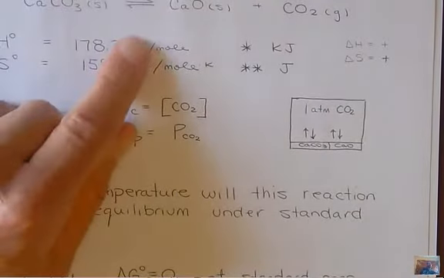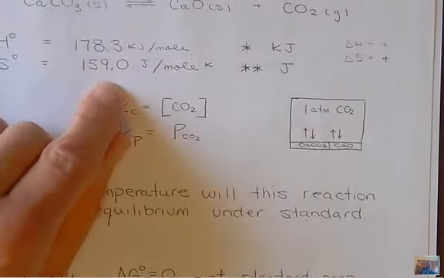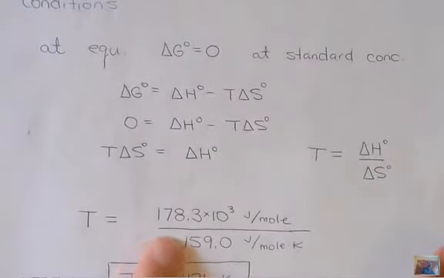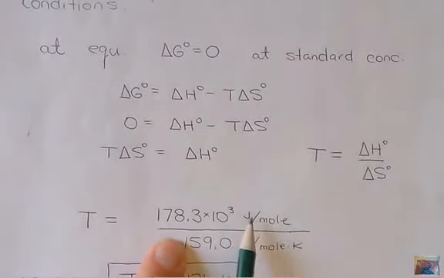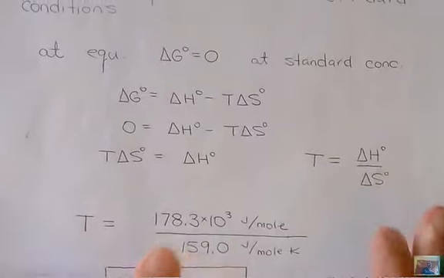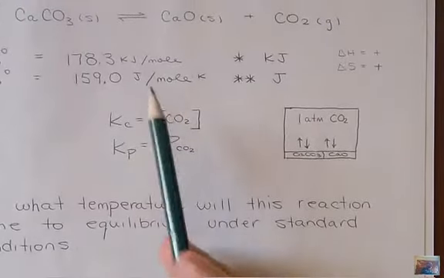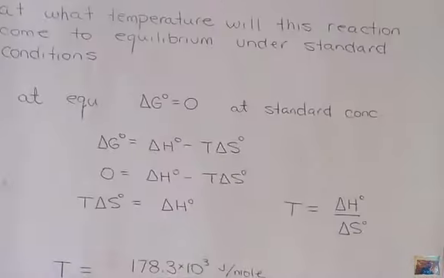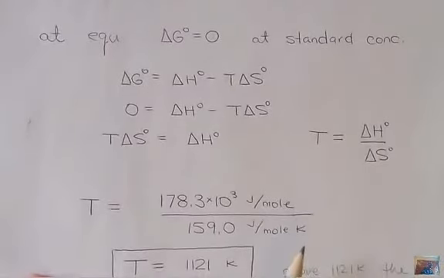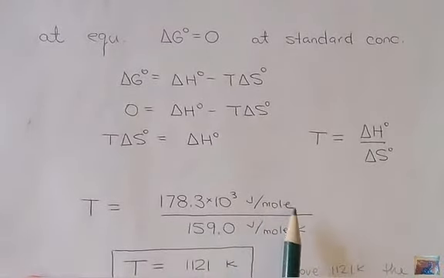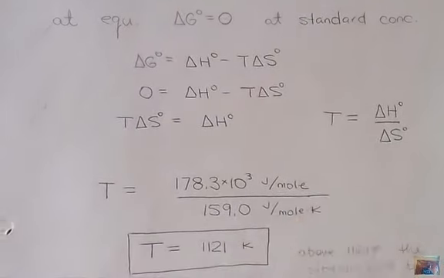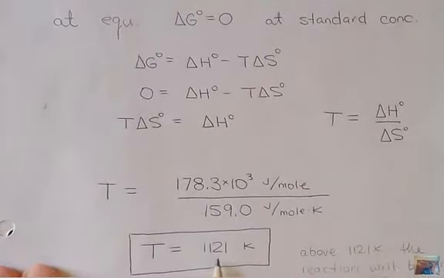So to do that, I should change the top one to joules or the bottom one to kilojoules. Doesn't matter. See what I did? I changed the top one to joules. There's 1,000 joules in each kilojoule. That's what happened to that guy. Okay, look what happens to the units. Joules cancel out with joules, moles cancel out with moles. I get 1 over 1 over Kelvin, that's Kelvin. If you do the math, you get 1121 Kelvin, okay?